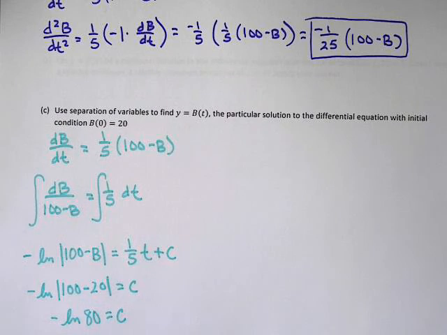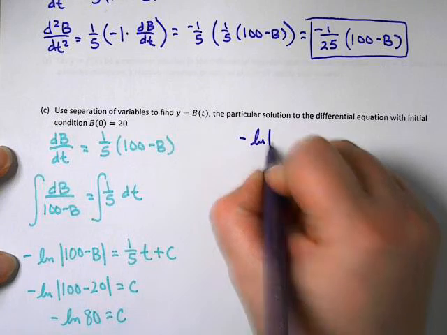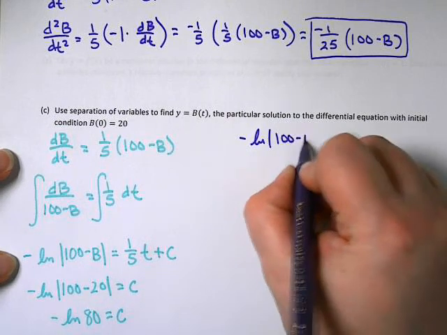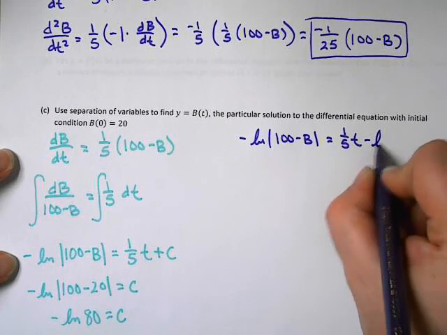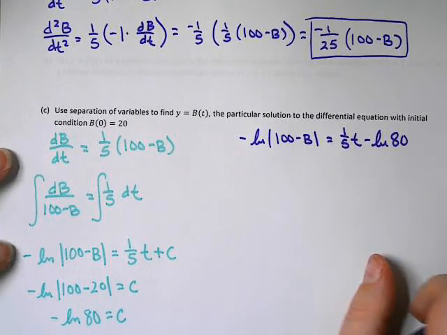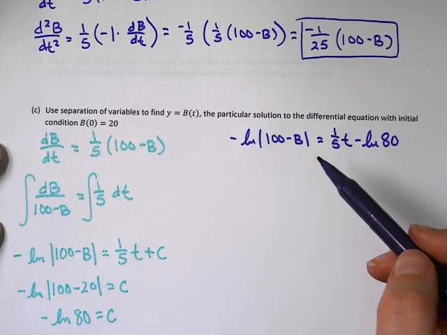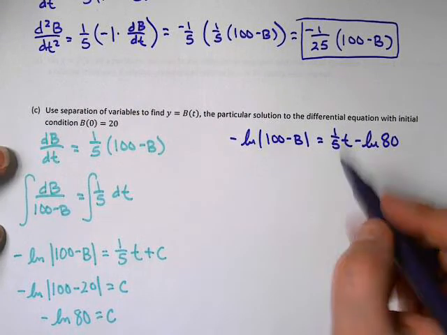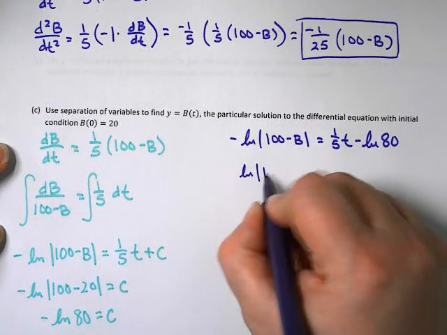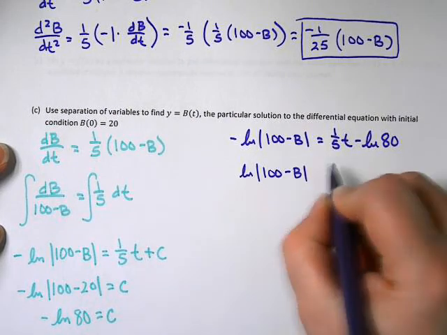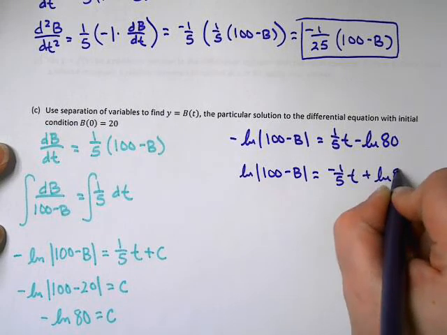So I'm going to go back up here then, and let's see, the negative natural log of the absolute value of 100 minus b is equal to 1/5 t minus the natural log of 80. And now we need to isolate the b, because we need to solve for the original equation. So if we divide both sides by a negative, we get the natural log of the absolute value of 100 minus b is equal to negative 1/5 t plus the natural log of 80.